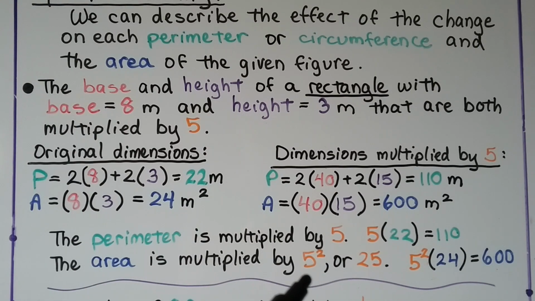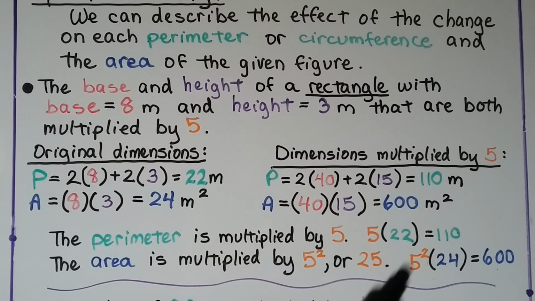And the area is multiplied by 5 squared, or 25. 24 times 25 is 600. 5 squared times 24 is equal to 600. So do you see how the perimeter got multiplied by 5, but the area was multiplied by 5 squared?